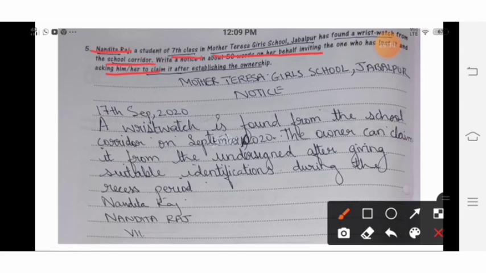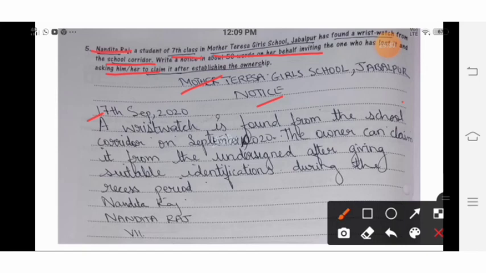Start it. Write the name of the school, notice, then date, okay? And then write that a wristwatch is found from the school corridor. Tell the date when it was found. Write down the date, 16th September, because if you are writing from this day, 17 is here. Obviously, you will write a day prior to that. So, 16th September 2020, and then the owner can claim it from the undersigned after giving a suitable identification.